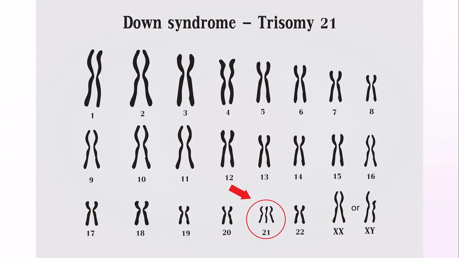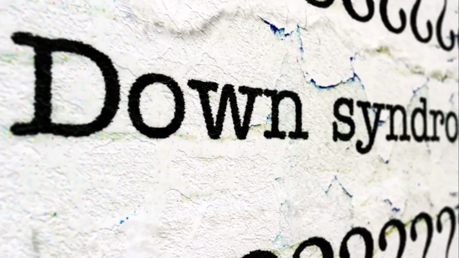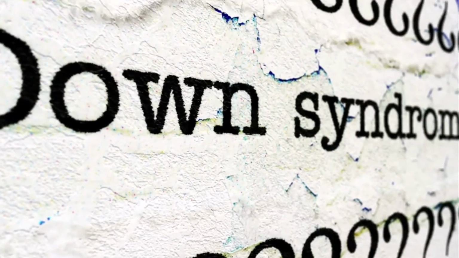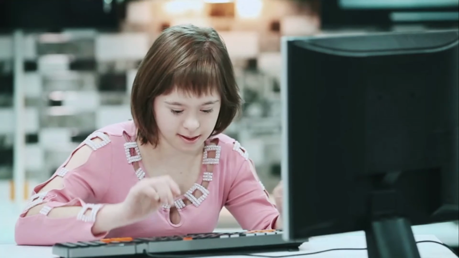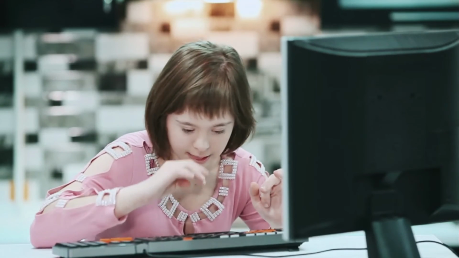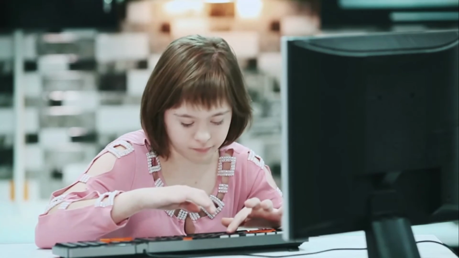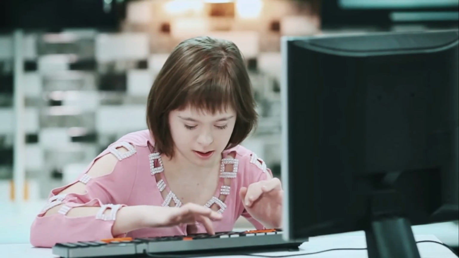The karyotype shown here has 3 number 21 chromosomes. The person is triploid for chromosome 21 instead of having the usual diploid condition. This condition is called Down syndrome or trisomy 21. A person with Down syndrome has 47 chromosomes. Down syndrome affects about 1 in every 850 children. It is the most common chromosomal abnormality and is the most common birth defect in the United States.